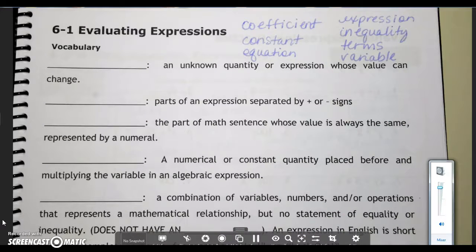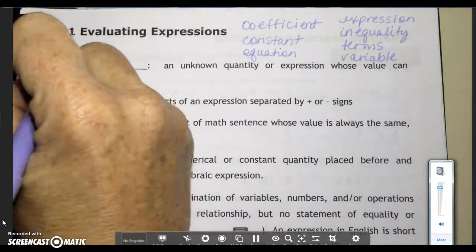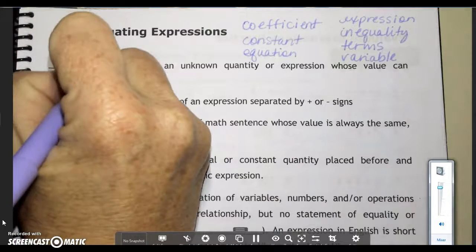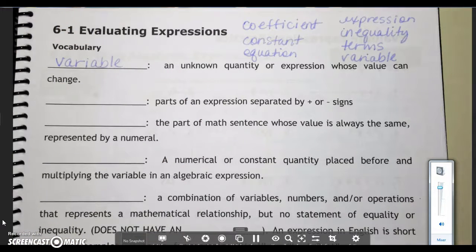An unknown quantity or expression whose value can change. Isaiah, what do you think that is? An unknown quantity or expression whose value can change. A variable, good. Something can vary, it means it can change, right? Variable, good.